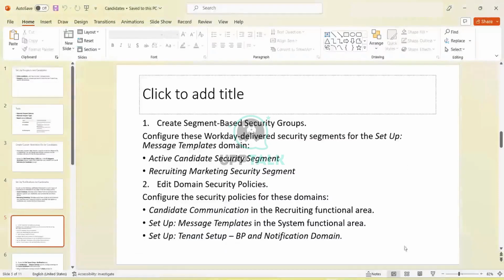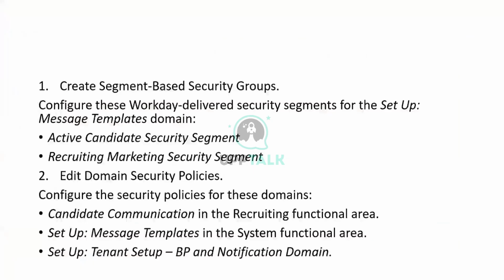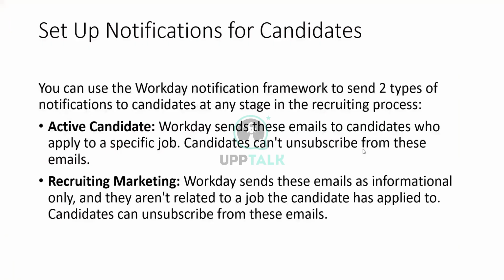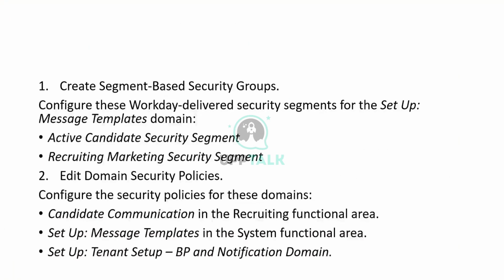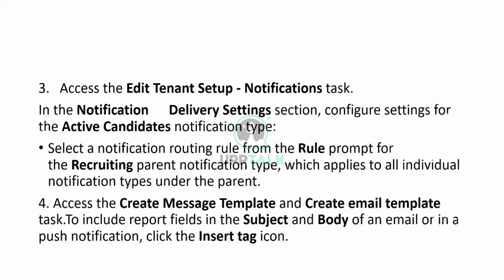These are the three types of notifications. Setting up notification, two types. Then these are the domains and tasks related to setting up the message templates for the active candidates and the recruiting marketing security segment. No need of going into this as of now. Then we have a tenant-wide configuration which we need to look into in the task Edit Tenant Setup Notification. And here are these steps. It's a very generalized one-time tenant configuration for all of our three types of notifications which I just mentioned.